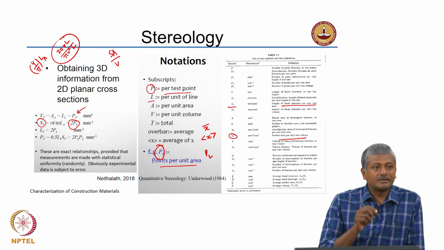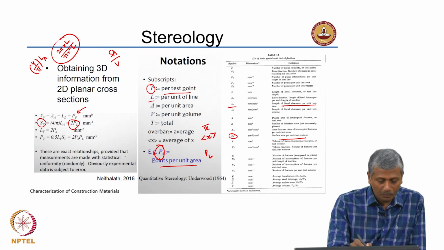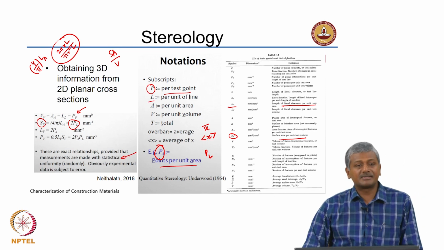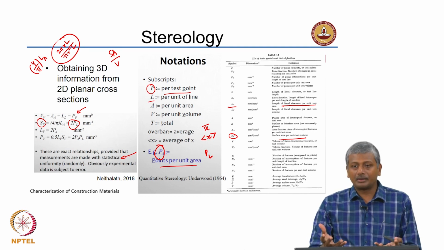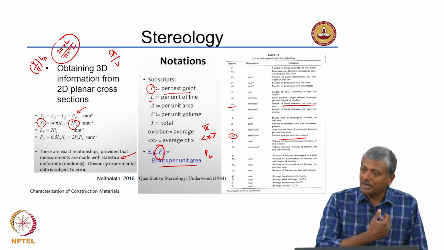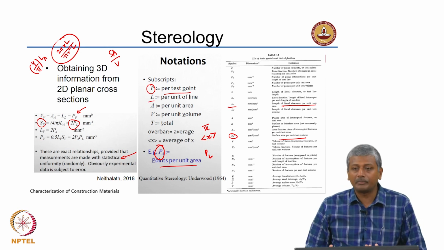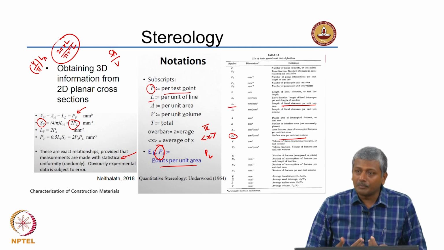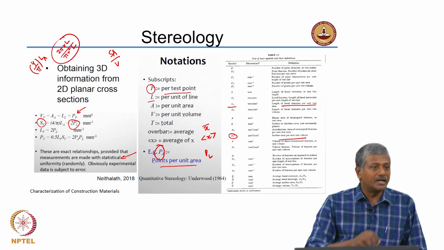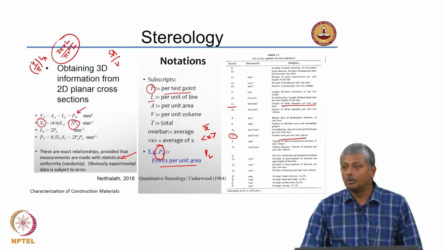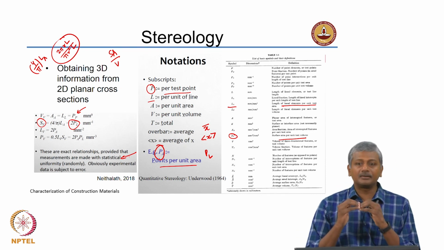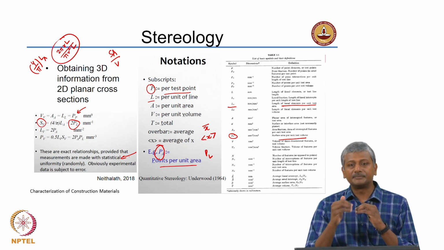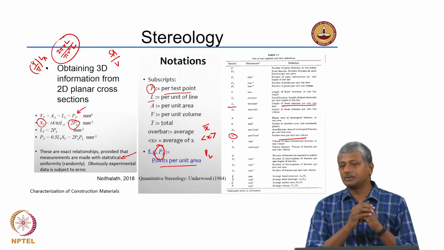For example, provided that measurements are made with statistical uniformity, or you take a particular sample and have multiple images on it, randomly taken, many such images, you can prove that these equations hold true. So, what you are simply trying to say is we can now calculate the size of different features based upon these mathematical stereological notations.